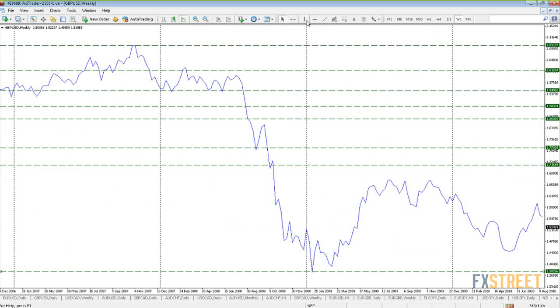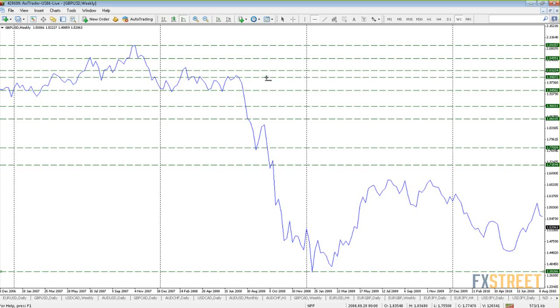There's clearly going to be one somewhere in between these two zones, and probably one right here as well, between those two zones, so I could probably draw it right about there.